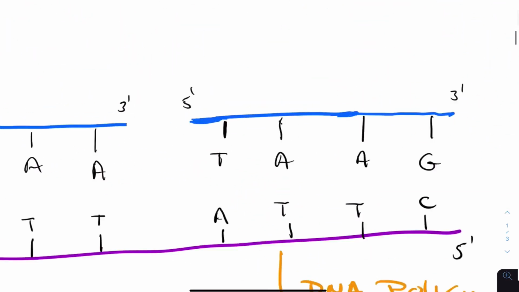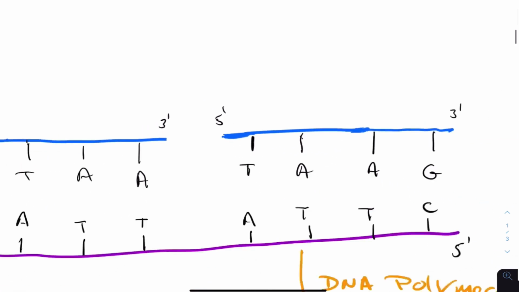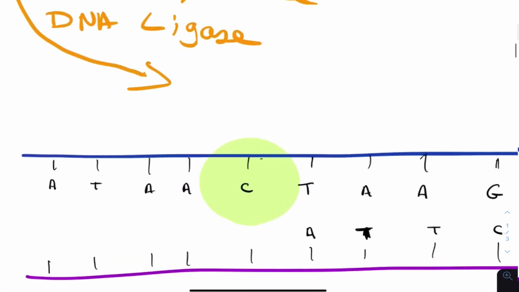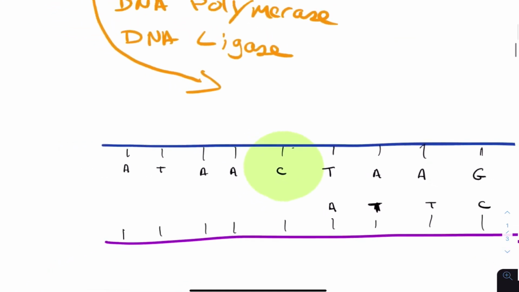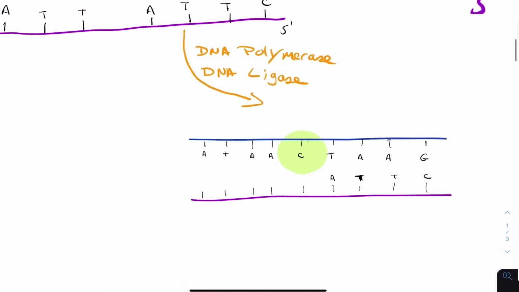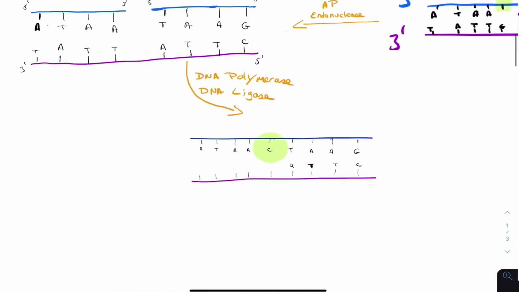Now, this little gap that we had over here, the break in the line, DNA ligase came and fixed that. Okay, so that's a nick that we're talking about. Ligase will come and fix that nick that's there. All right, so this is what ends up happening. This is what DNA ligase does. And this is it. This is base excision repair.